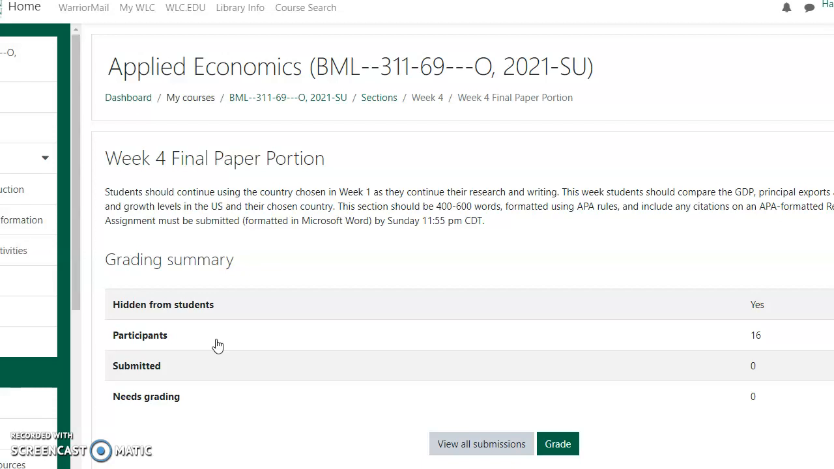You will write 400 to 600 words. Make sure that you are using APA format and that you do cite your references, but you are doing a comparison between the United States and also the country that you've already selected to write your final paper portion on. You will be focusing on principal imports, exports, and also growth levels, along with comparing the GDP, the gross domestic product. And that will be due next Sunday as well. That is one of your main assignments.